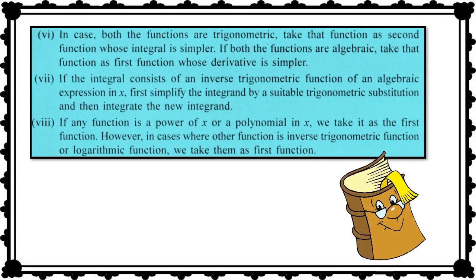In case both the functions are trigonometric, then take as the second function the one whose integral is simpler. And if the integrand consists of an inverse trigonometric function of an algebraic expression in x, first simplify the integrand by a suitable trigonometric substitution and then integrate the new integrand. So these are a few small things that we have to take care of, and all these things, students, you will understand very well with practice.